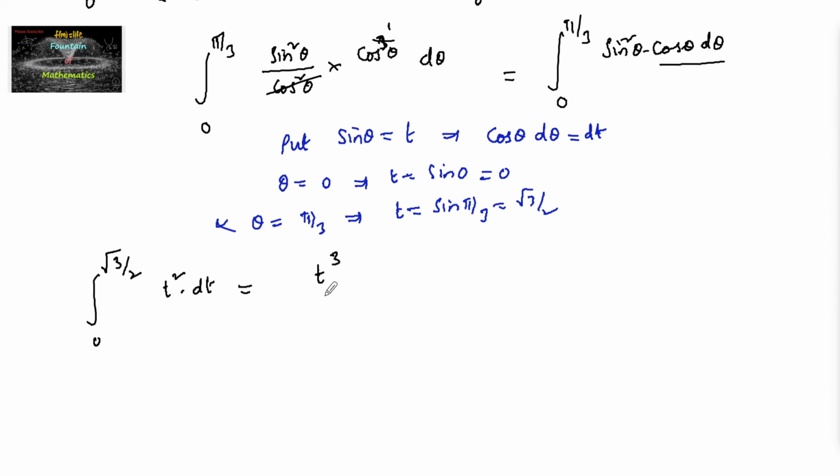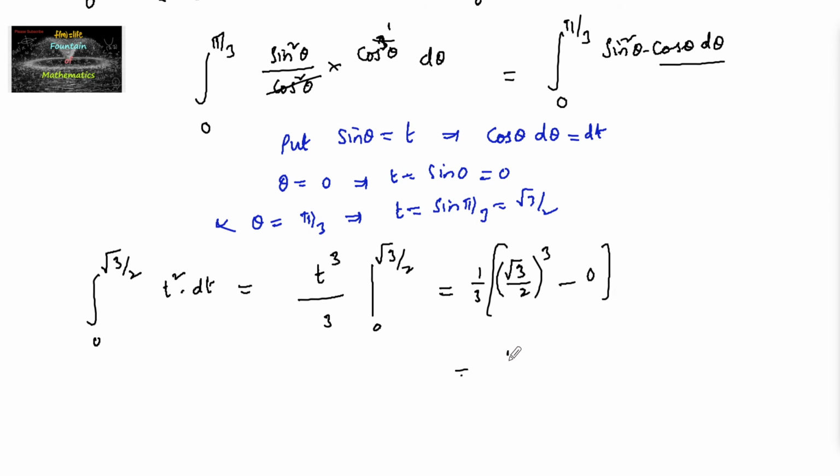So which is equal to, by applying the formula, t power 3 by 3 over the limits 0 to root 3 by 2. So applying the upper limit, root 3 by 2 whole to the power of 3, with 1 by 3 taken common, minus 0. So that is 1 by 3 into root 3 whole cube, which is 3 root 3, upon 2 cube, which is 8. So 3 and 3 get cancelled, and we will be getting here root 3 upon 8.